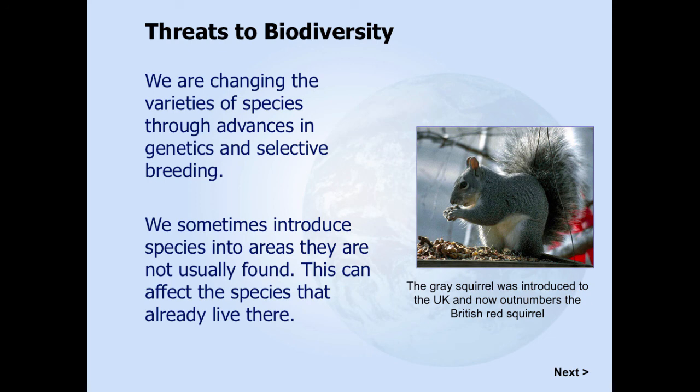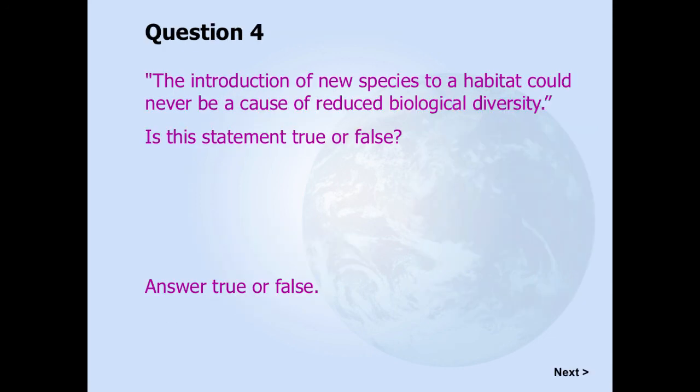A gray squirrel would be another example that was introduced to the UK and now outnumbers the British red squirrel. So it's causing another species to become endangered or even extinct. Question 4. The introduction of a new species to a habitat could never be caused by reproducing a biological diversity. True or false? It's false.